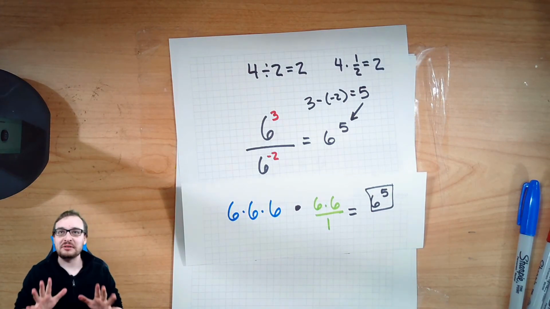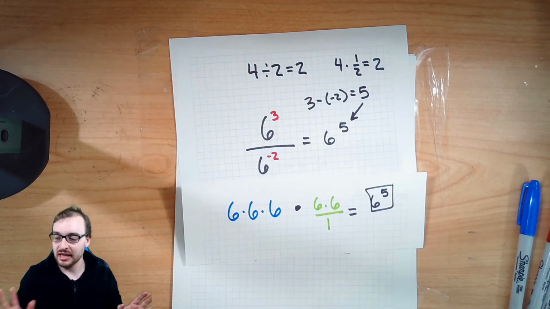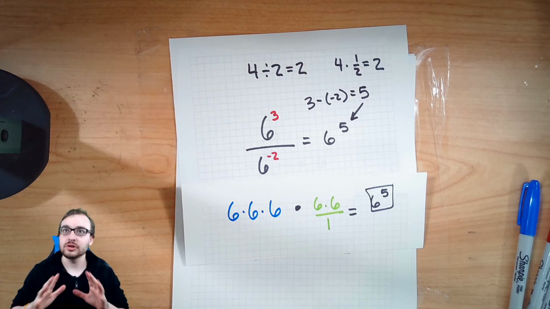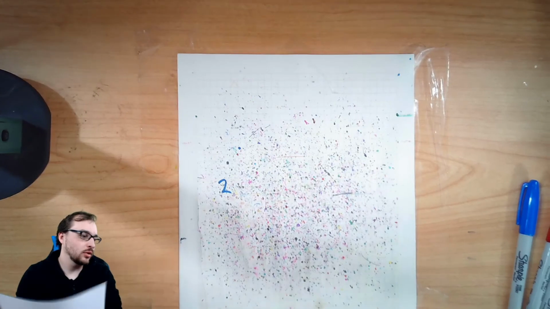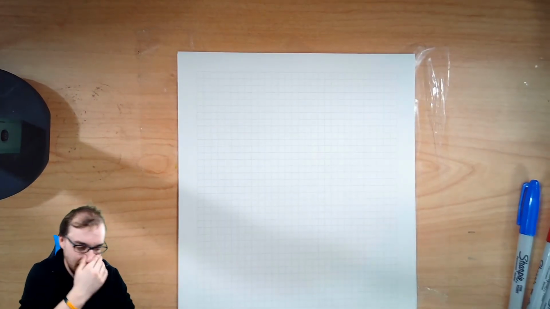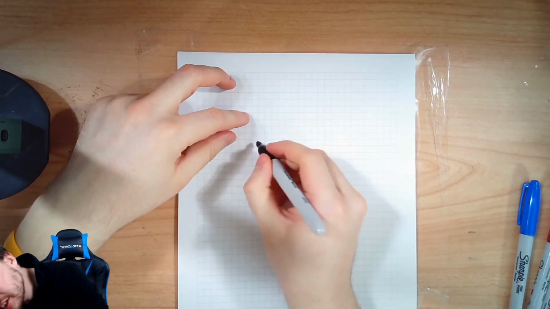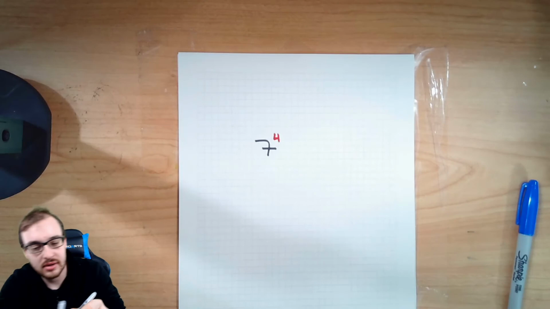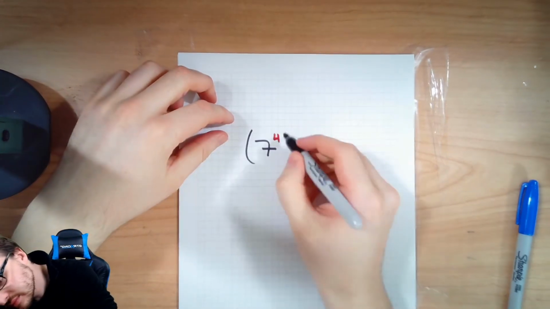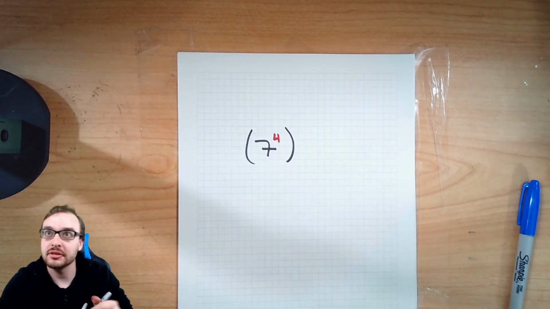There's one more thing I want to show you before you go. There's lots more to do with exponents, and I'd like to eventually get out to variables, but for now we're going to keep it simple. And I want to show you one more thing. What happens if we get something like this? Let's say 7 to the 4th, and then it's also being squared.